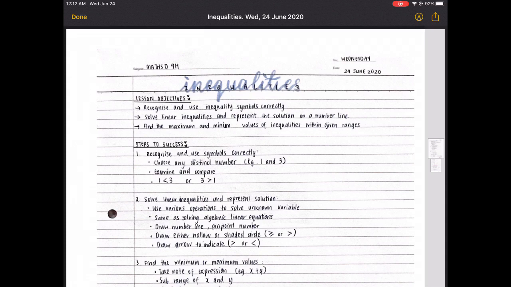So we are done with coordinate geometry. The topic for today is inequalities. You may have covered inequalities in year 7 and 8, but in year 9 there is a little bit more expansion on the topic. Before we begin, let's look at our lesson objectives.